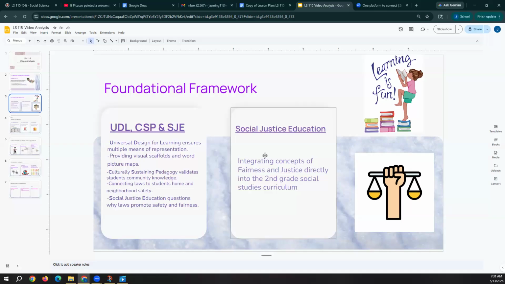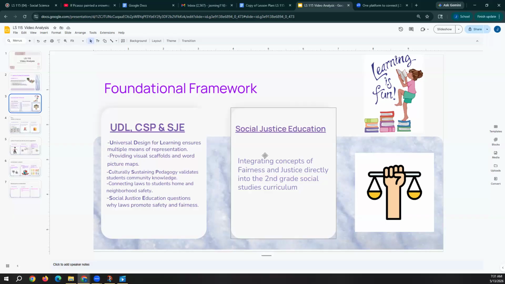We also have the culturally sustaining pedagogy, which is, for example, we connect laws to students' home and neighborhood safety, giving the students that extra understanding just because they already see it a lot at home or in their community, in their neighborhood.